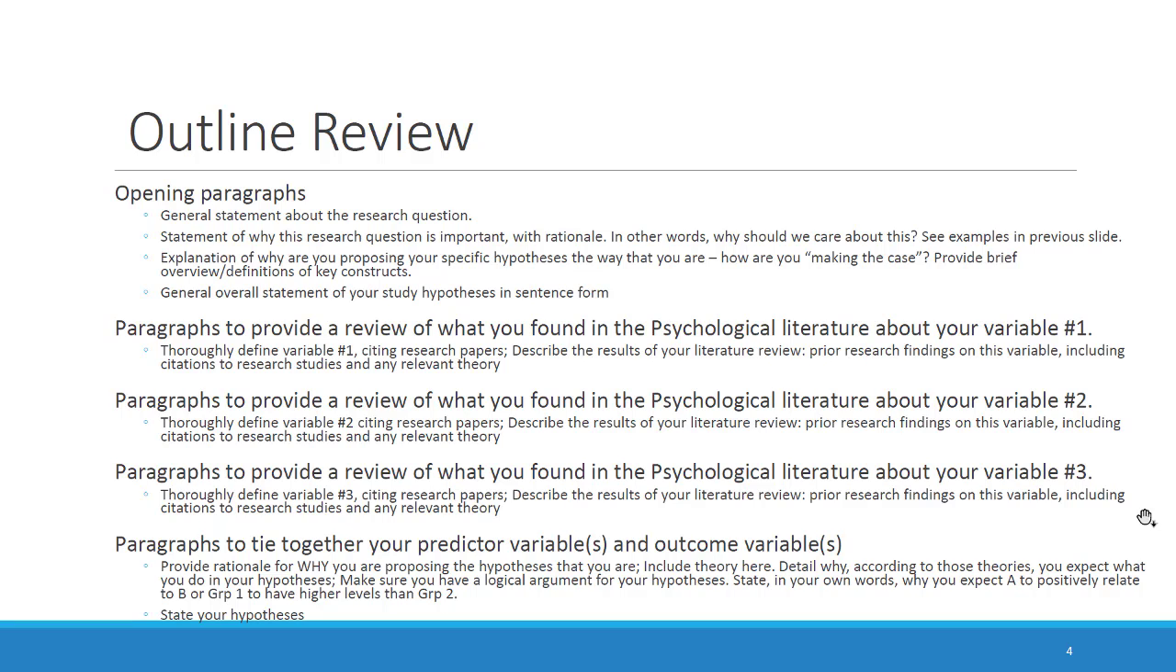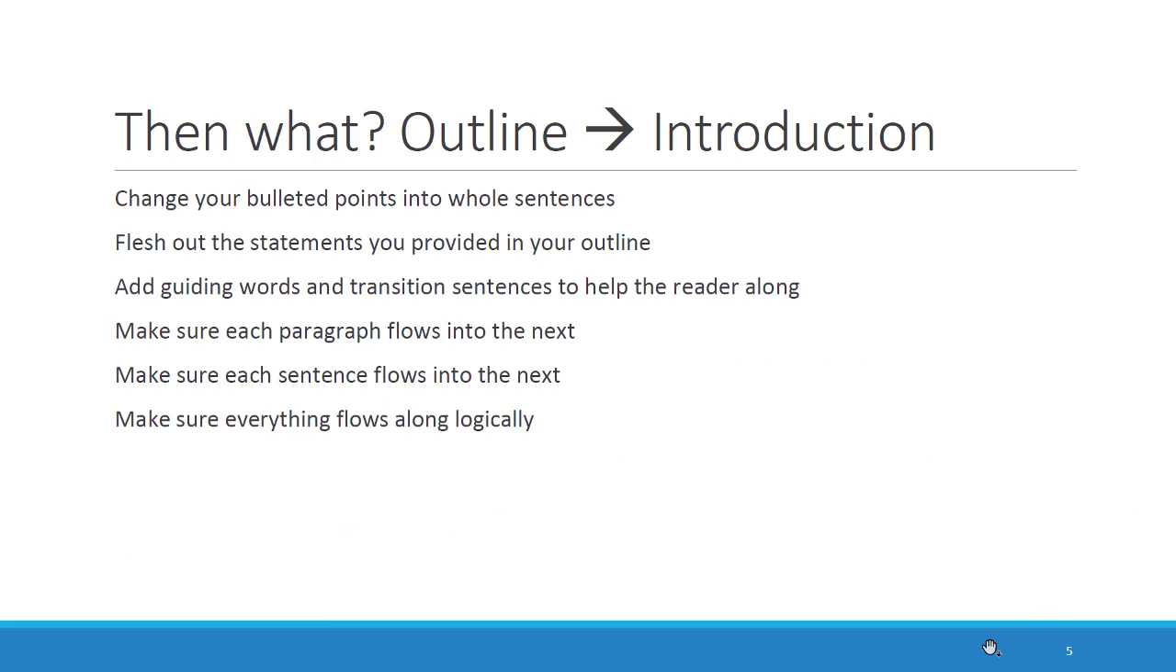So you want to state in your own words, for instance, why you expect A to positively relate to B, or group 1 to have higher or lower levels than group 2, whatever your hypotheses are. And then at the end of your introduction section, you state those hypotheses. So then what?